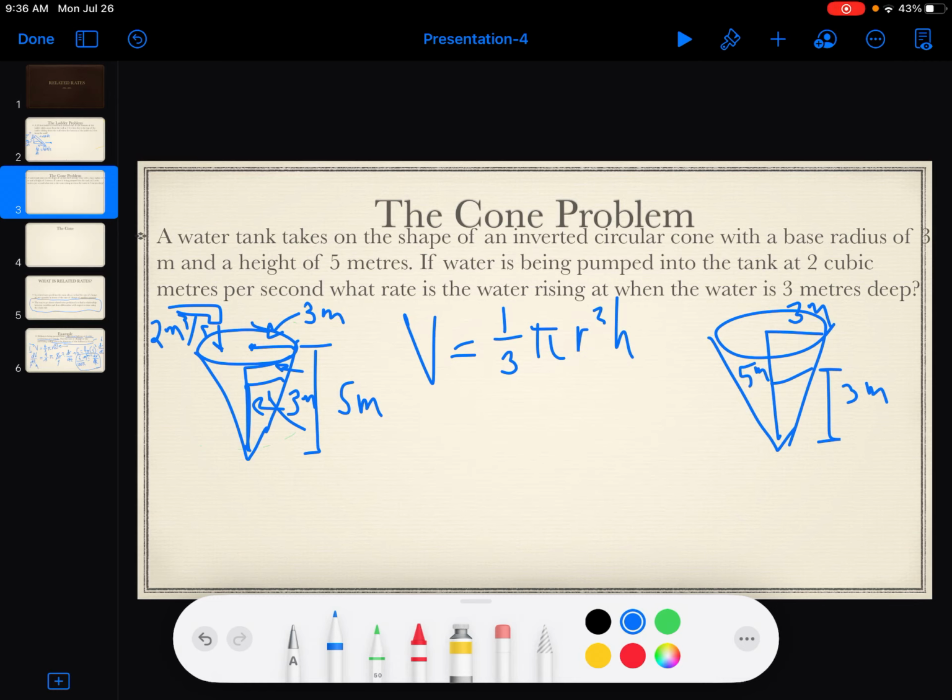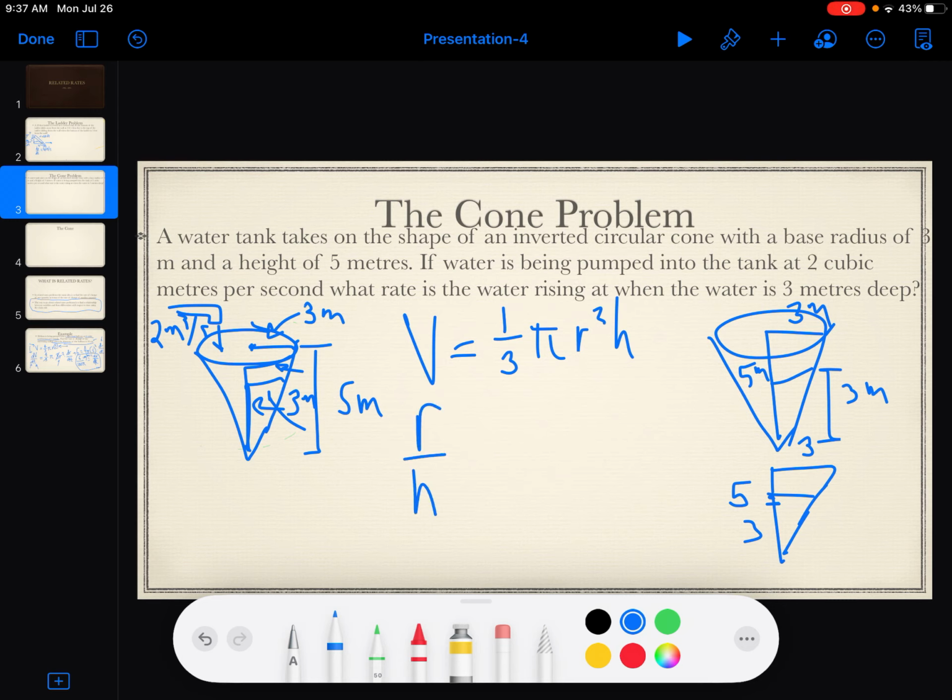Well, if you take a cross-section of this cone, what we find is a triangle. Cross-section. So 3, 5, and we have another triangle within it, which has also got a height of 3, right? We have similar triangles here. These triangles have the same ratio between both of the side lengths. So we can actually exploit that.